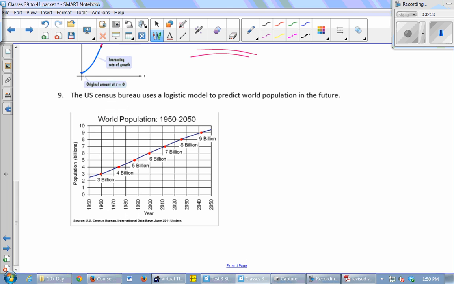So here's an example. The U.S. Census Bureau is currently using a logistic model to predict the world population into the future. Right now it's a little after 2010, and this looks exponential, right? It just looks like it's going up and up and up. They are predicting that we're going to start to slow down. I don't know if that's a good prediction, but they're using a logistic model to try to predict world population into the future.